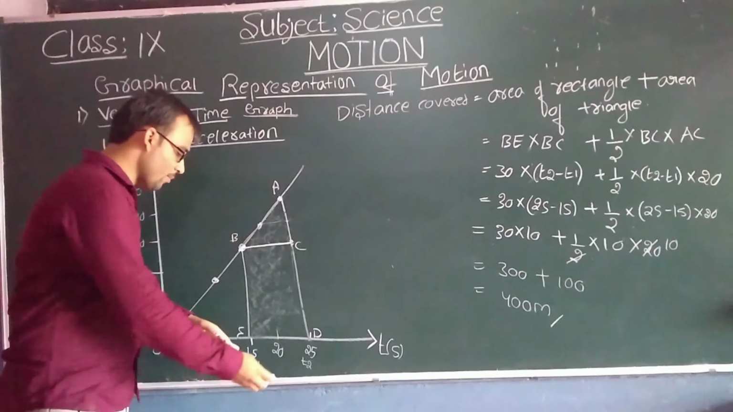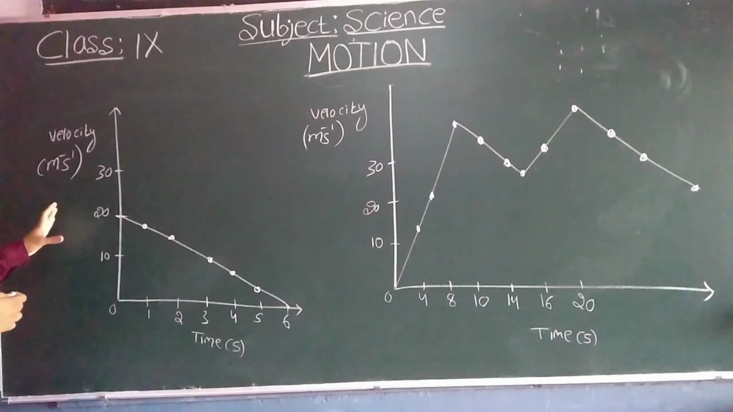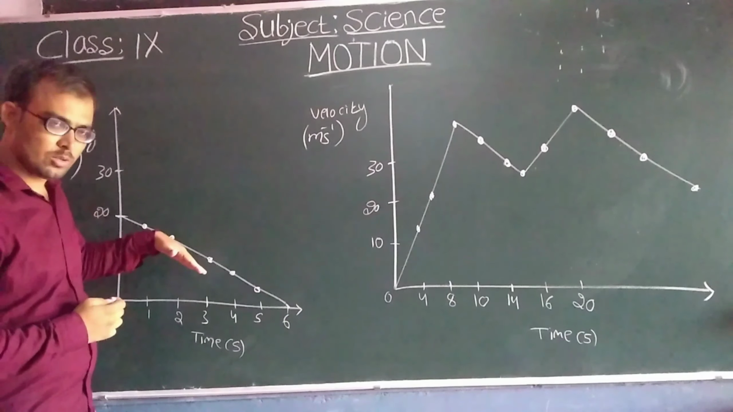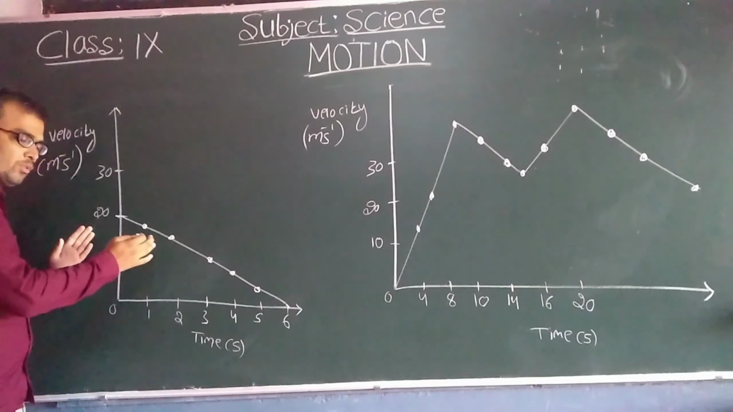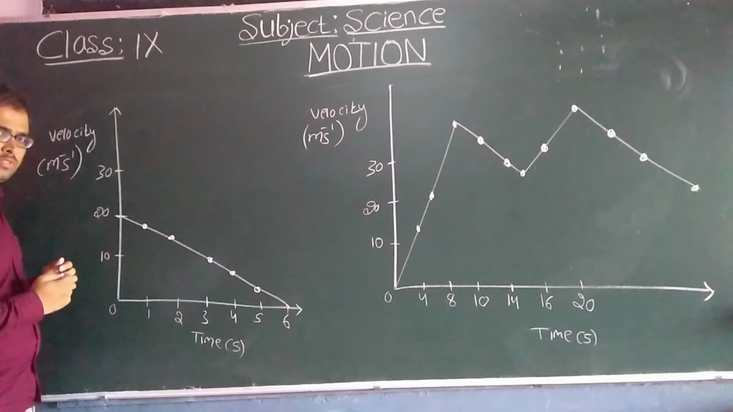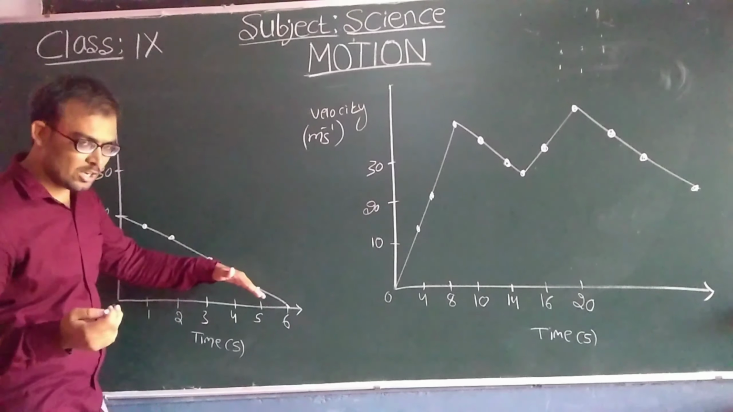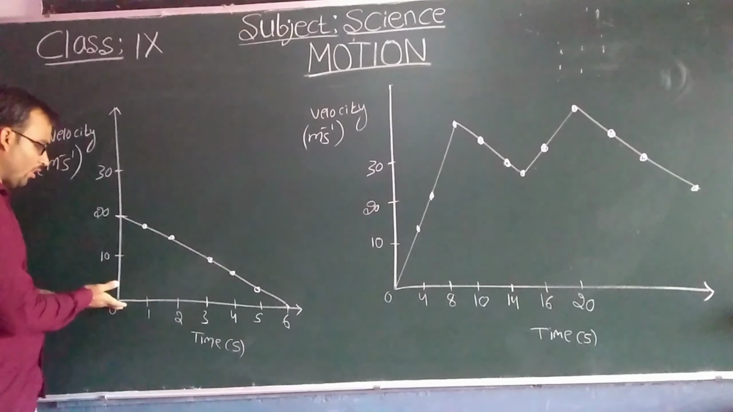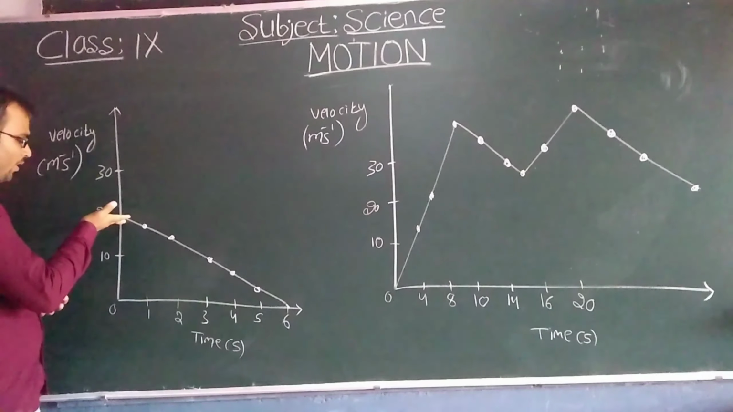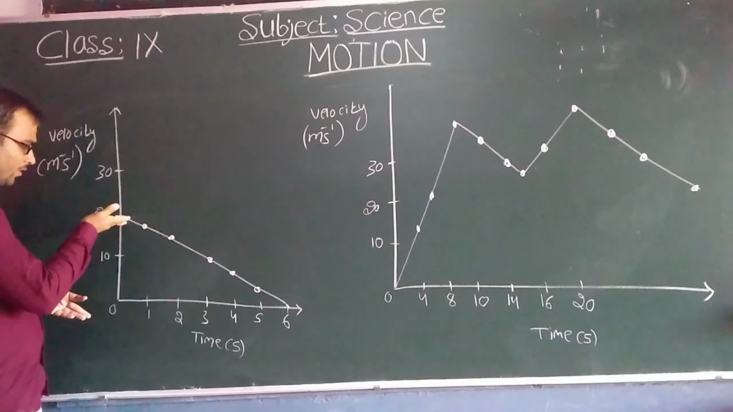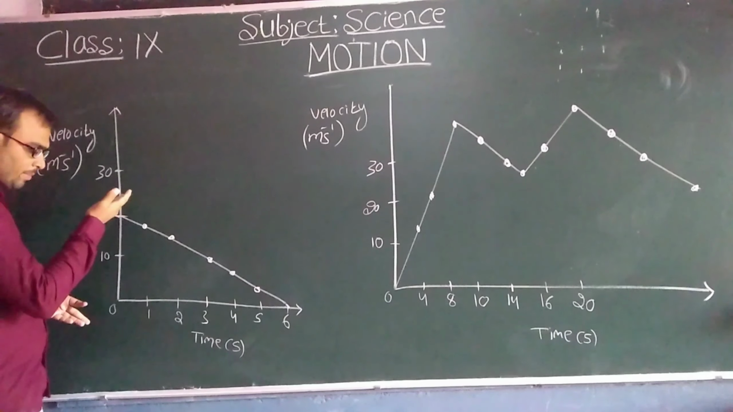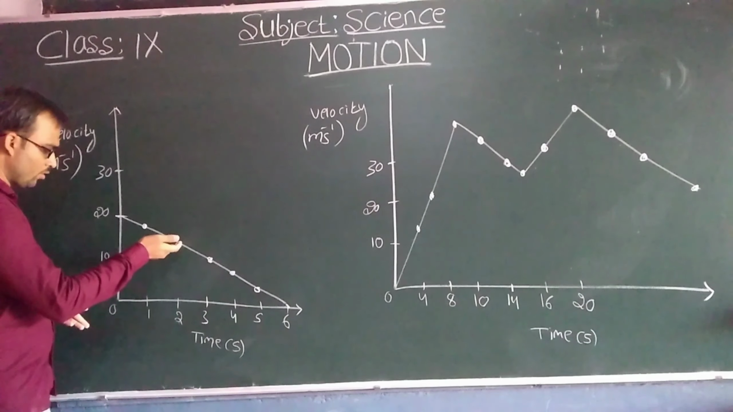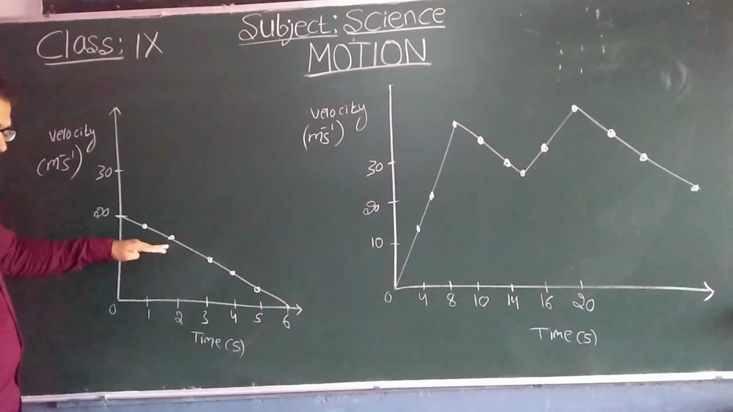Now look at this graph students. So here the velocity in this graph, look at the slope. A downward slope is there. So what you can think, look at here, when the time is 0, the velocity was 20 meter per second. When the time is 1, it falls to 19 or 18 meters. When the time is 2 seconds, the velocity was 18 meter per second.